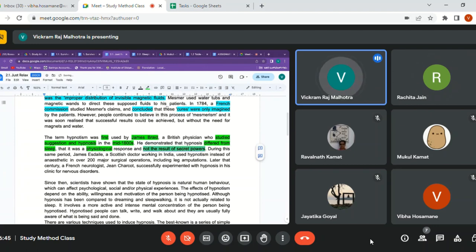During the same period, James Esdaile, a Scottish doctor working in India, used hypnotism instead of anesthetic in over 200 major surgical operations. He used hypnotism in surgical operations in India. James Esdaile, India, surgical operations. So he used hypnosis instead of anesthetic. You know what anesthetic is, right?